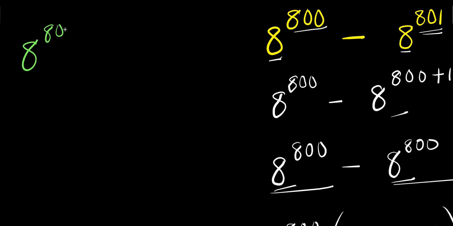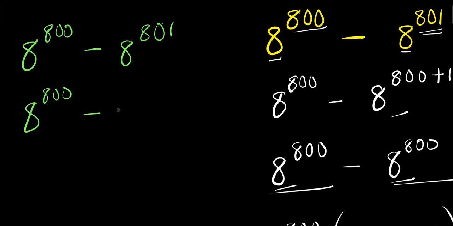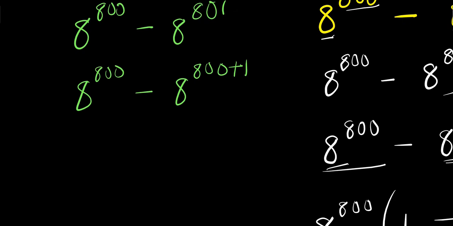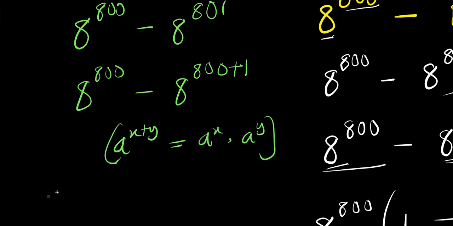8 power 800 minus 8 power 801 is 8 power 800 minus 8 power 800 plus 1. Then we go back to the same identity: power x plus y equals 8 power x times 8 power y. So this will be 8 power 800 minus 8 power 800 times 8 power 1.